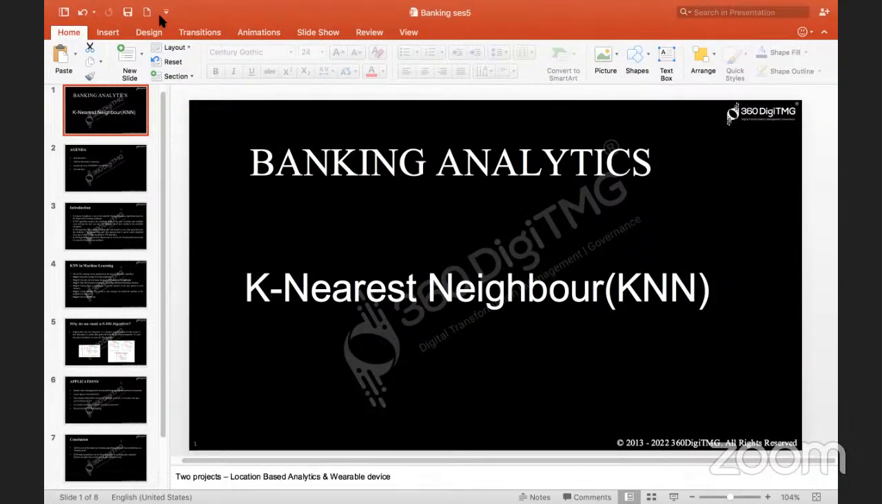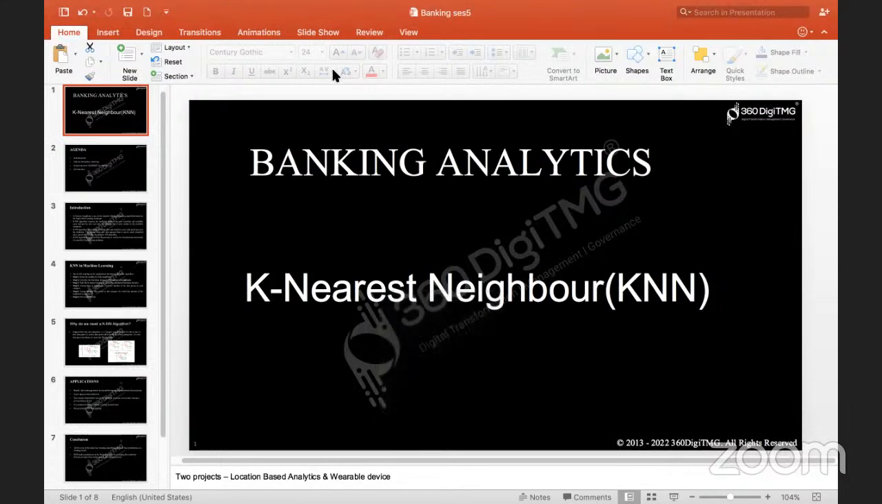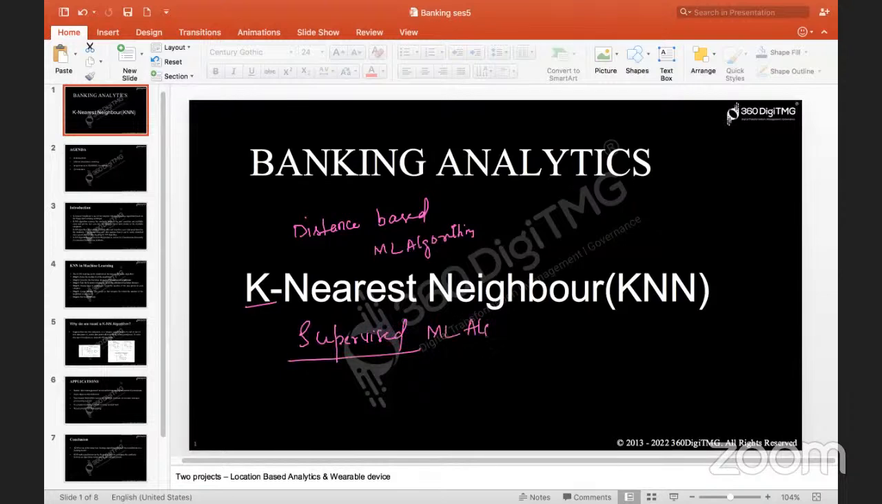So today our topic is classification models, and we have to understand KNN for the day. So our KNN algorithm is called a distance based machine learning algorithm. The abbreviation KNN stands for K nearest neighbor, and this falls under supervised machine learning algorithms.